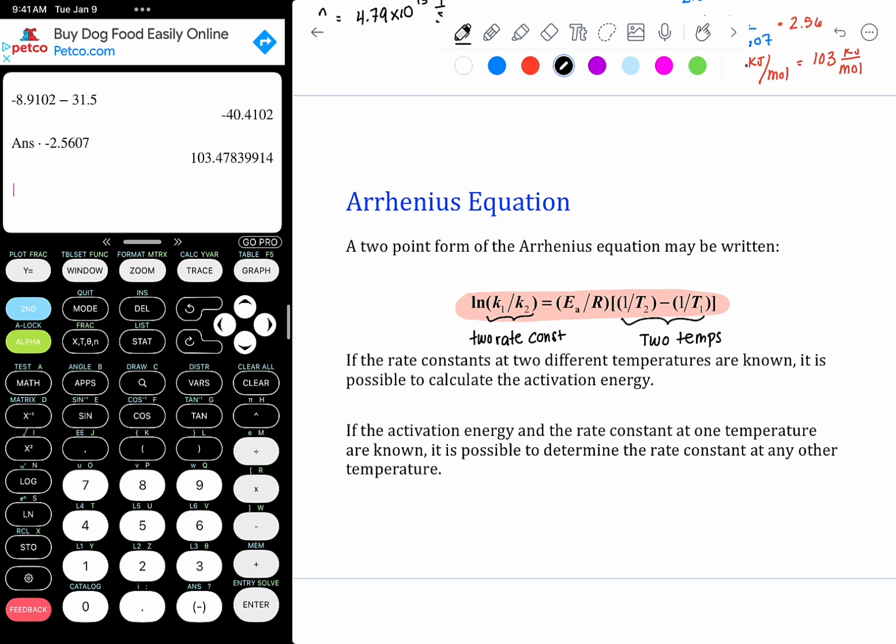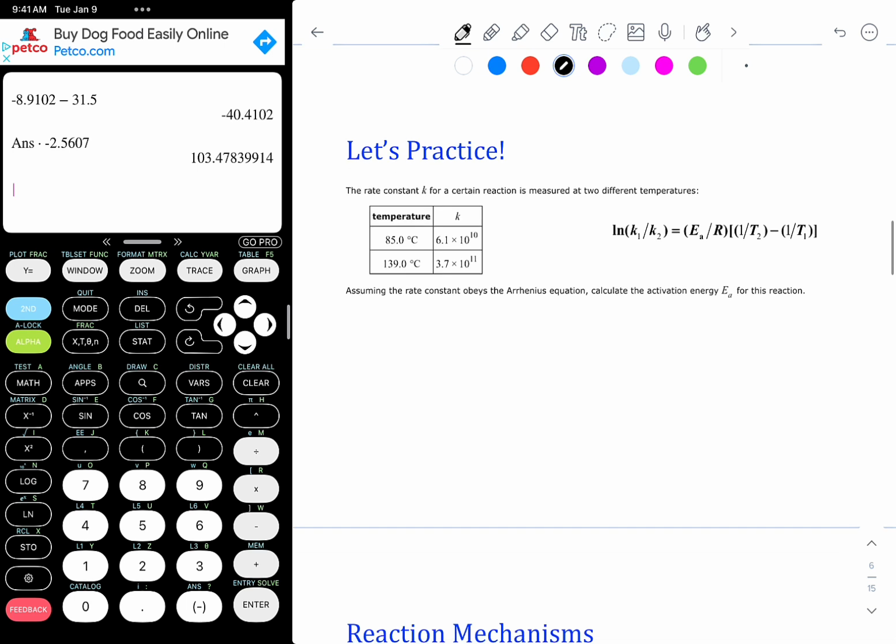So, if the rate constants at two different temperatures are known, it is possible to calculate the activation energy. As well as if the activation energy and the rate constant at one temperature is known, it's possible to determine the rate constant at any other temperature to see how that rate constant would be affected. So let's practice using this in a problem.